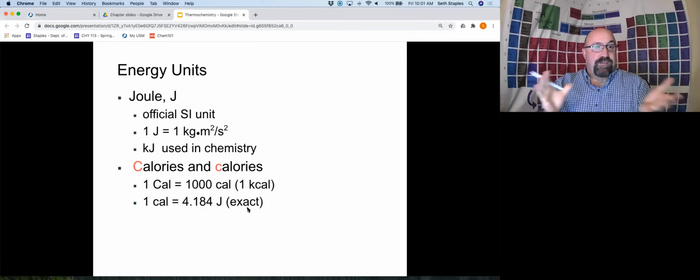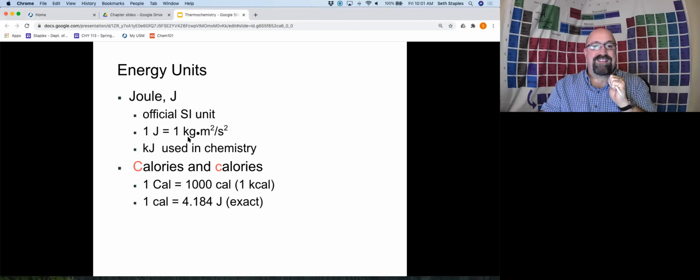Let's talk units. What sort of units do we use with energy? The official SI unit of energy is the joule, and we use a capital J for that. It's a derived unit. Remember, derived units are just combinations of some base units.